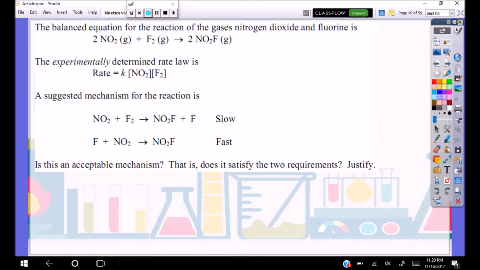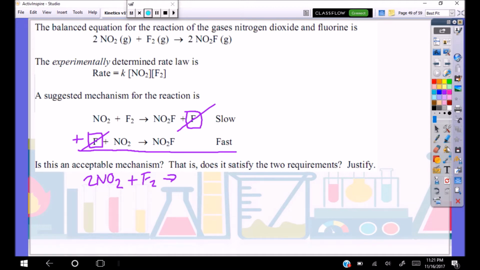So first we can figure out the sum, which is the easy part. What is one of my intermediates in this reaction? F is an intermediate. It occurs on both sides, so F is going to cancel out. And when I combine the rest, I get my 2NO2 plus F2, and I get my 2NO2F. So in that regard, it agrees.